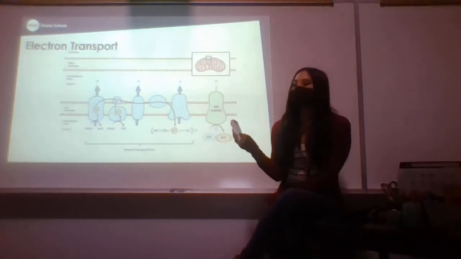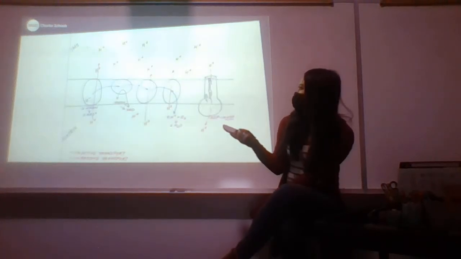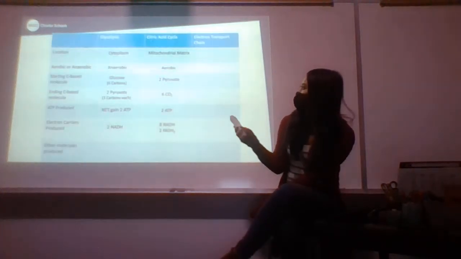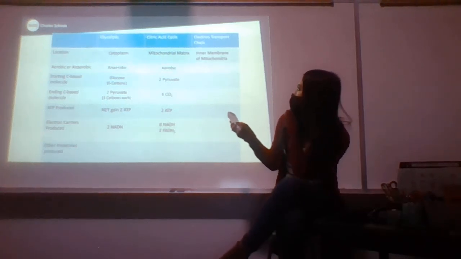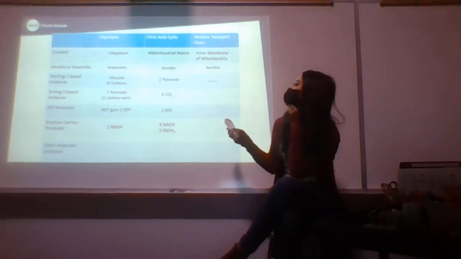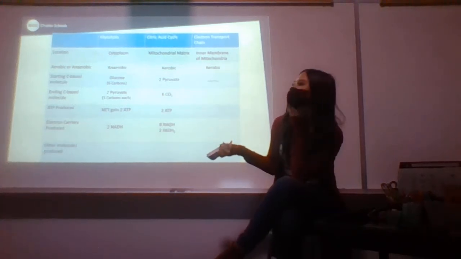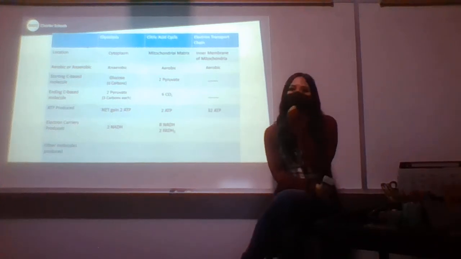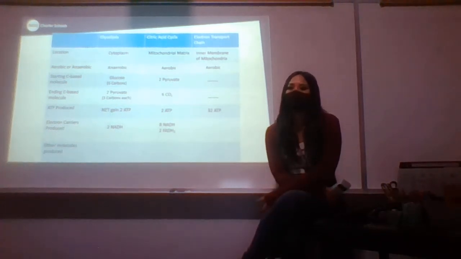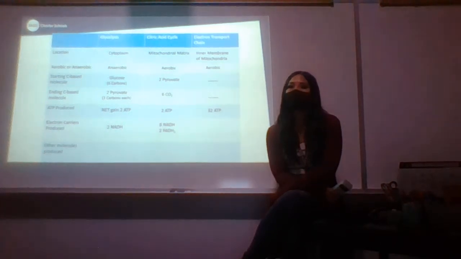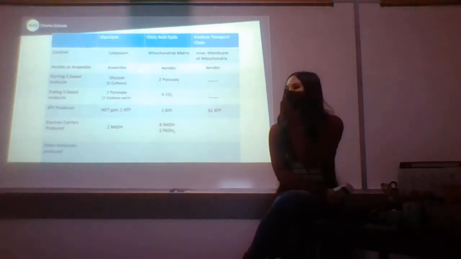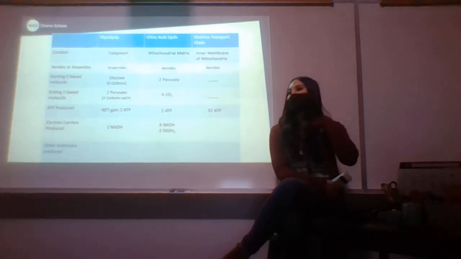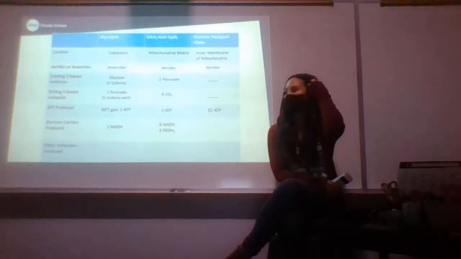Okay, so just another picture of it. So we can fill this out now. So it happens in the inner membrane of the mitochondria. It is aerobic. It doesn't have a starting carbon-based molecule or an ending carbon-based molecule, but it produces 32 ATP. So obviously that's the bulk of where ATP comes from. So if for some reason we can't do the electron transport chain, then we're missing out on a lot of ATP.